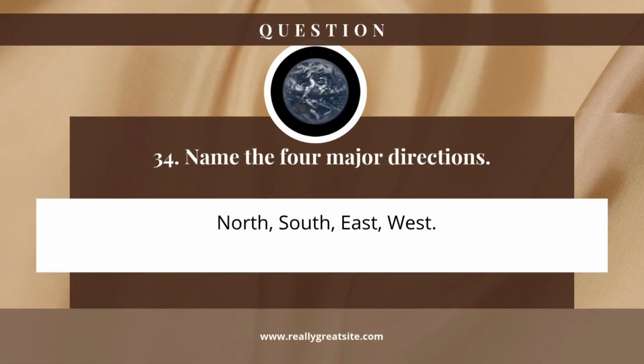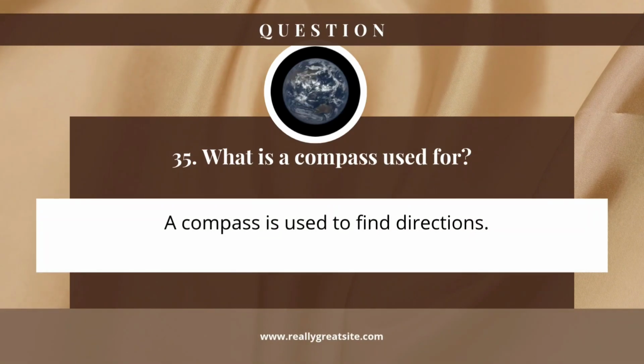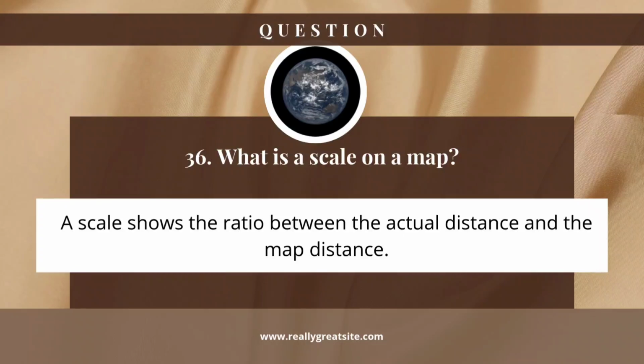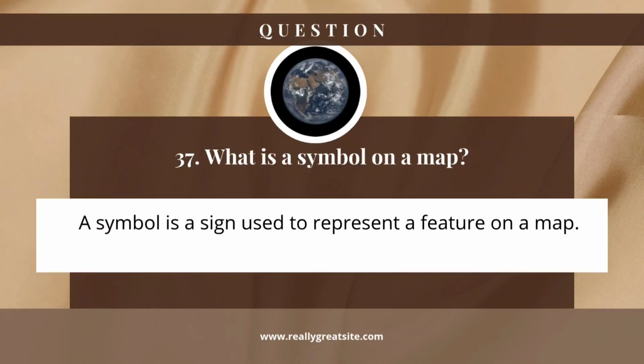34. Name the 4 major directions. Answer. North, south, east, west. 35. What is a compass used for? Answer. A compass is used to find directions. 36. What is a scale on a map? Answer. A scale shows the ratio between the actual distance and the map distance. 37. What is a symbol on a map? Answer. A symbol is a sign used to represent a feature on a map.